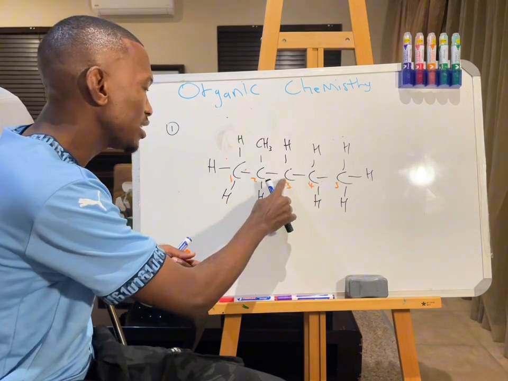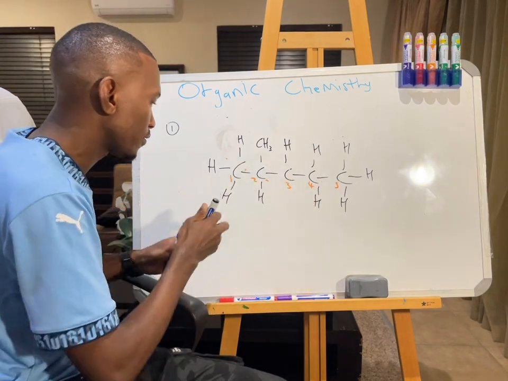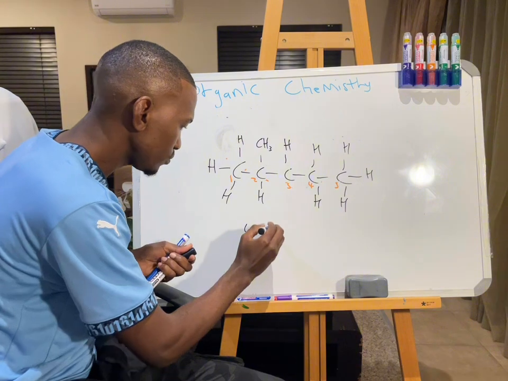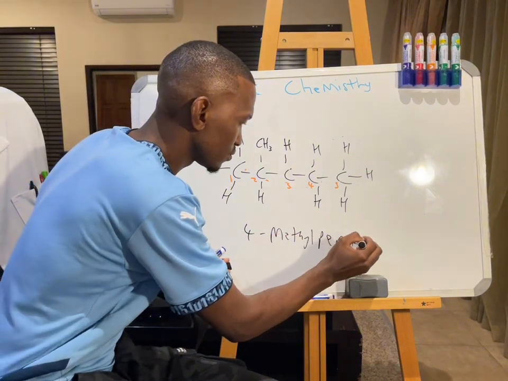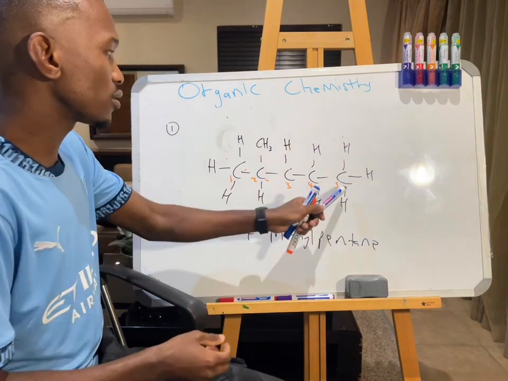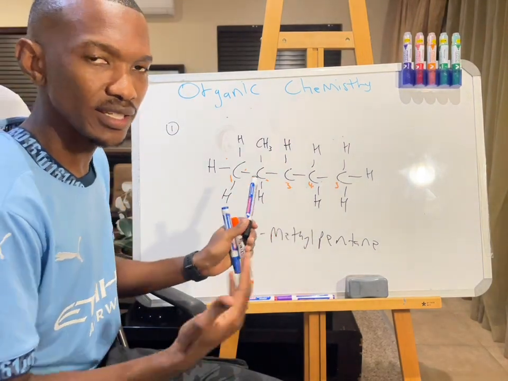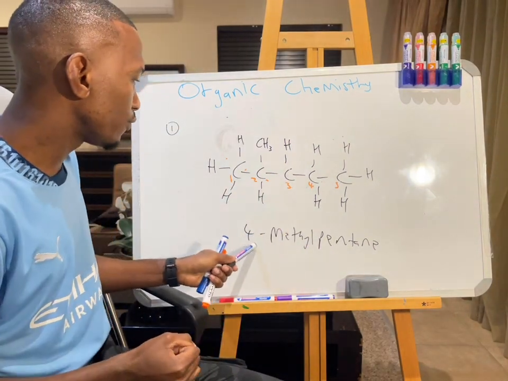1 2 3 4 5. Remember, it's going to be 4 methyl pentane. Why is it a pentane? Because they are all single bonds, right? Alkanes, single bonds. So it's going to be 4 methyl pentane.